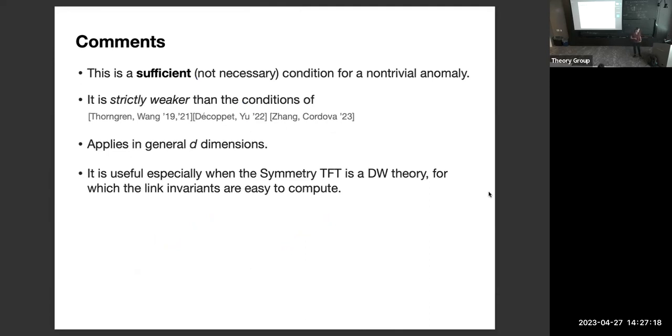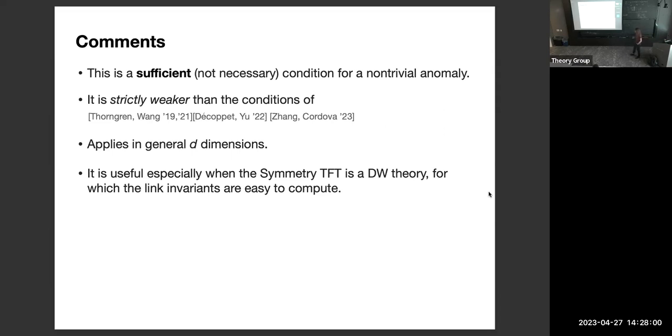So some immediate comments are, first of all, this is a sufficient condition for a non-trivial anomaly. However, it is not necessary. There are examples where I can't probe the anomaly of the symmetry from such a condition, maybe because the codimensions of the objects don't work out. That's certainly possible. And it is strictly weaker than the conditions of these other works, including the one by Clay et al. And those are definitions or if-and-only-if statements, and this is a sufficient statement.